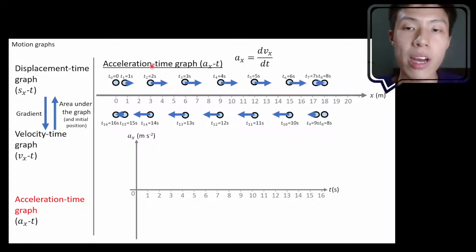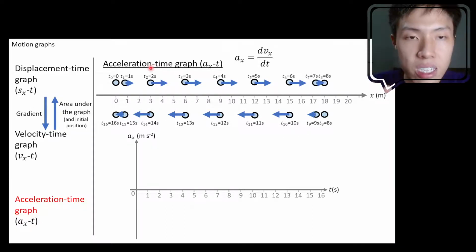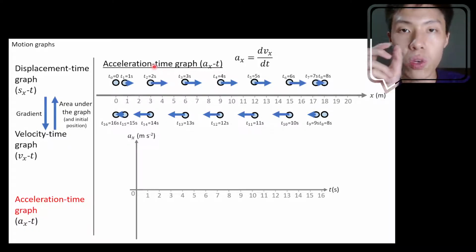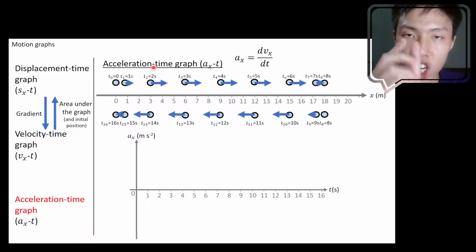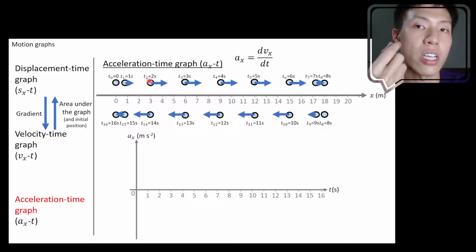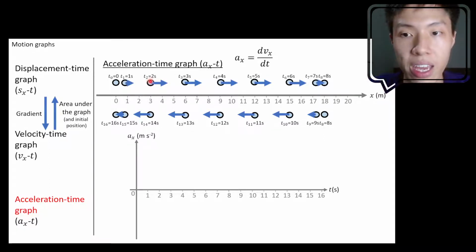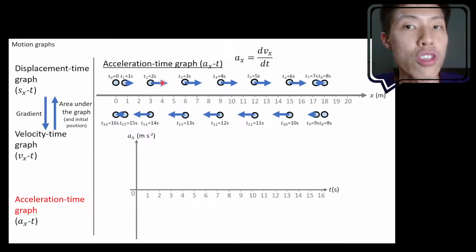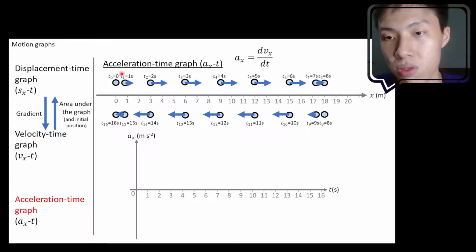But now when we talk about acceleration, we are very sensitive to the change in velocity. So we should expect to see some kind of change to the velocity arrow. Then you will know there's a change of velocity, and when you see a change of velocity, you know there should be an acceleration there. Let's jump into this example straight away to illustrate what I'm trying to say.